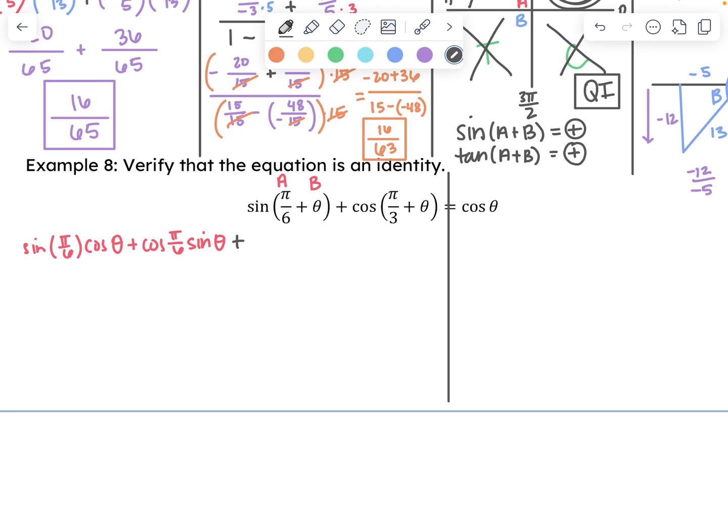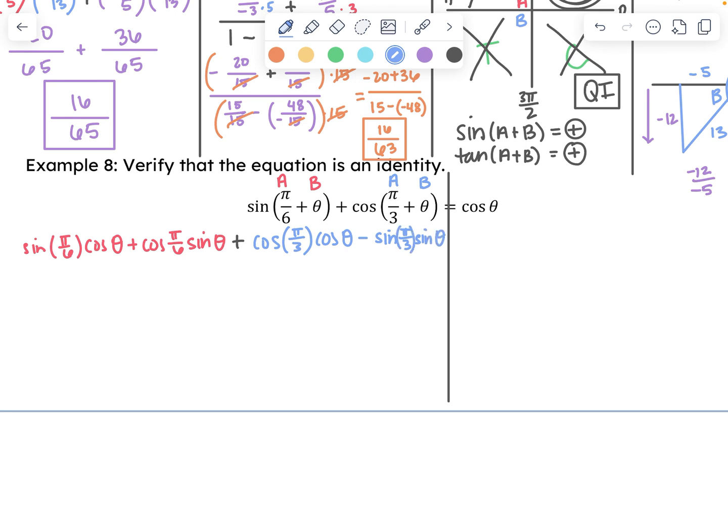Then plus, for my cosine, A and B, remember when I have a cosine of A plus B, that's cosine A cosine B minus sine A sine B. So I'm going to have cosine pi over 3 cosine theta minus sine of pi over 3 sine of theta.